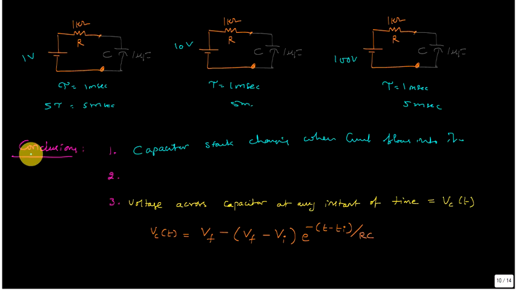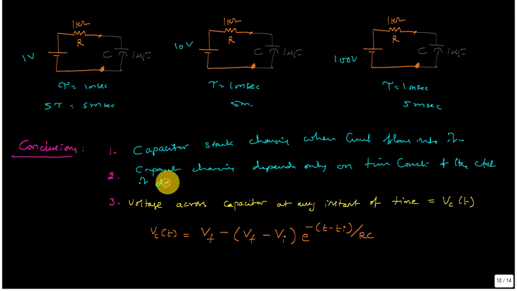Second one, capacitor charging depends only on the time constant of the circuit. It doesn't depend on applied voltage. Whatever the applied voltage, it takes the same amount of time. So irrespective of applied voltage, the capacitor charges towards the final value in 5 time constants.